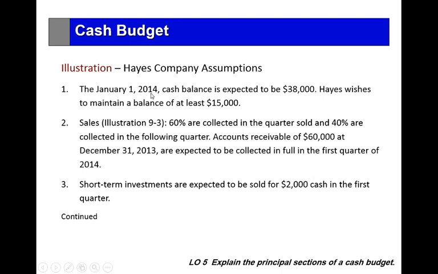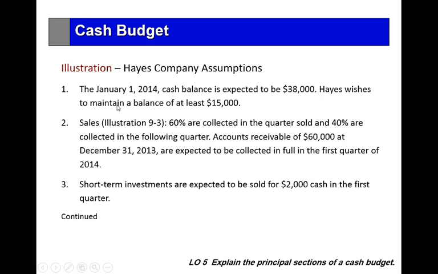For the 1st of January 2014, the cash balance is expected to be $38,000 beginning balance. Here 2014, we assume that it is the coming year, the next year, in the illustration. So on the 1st of January 2014, we have a cash balance expected to be $38,000.